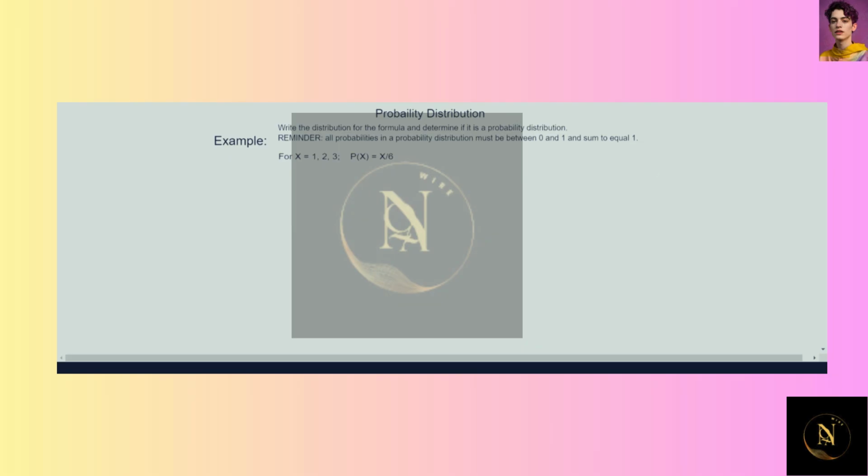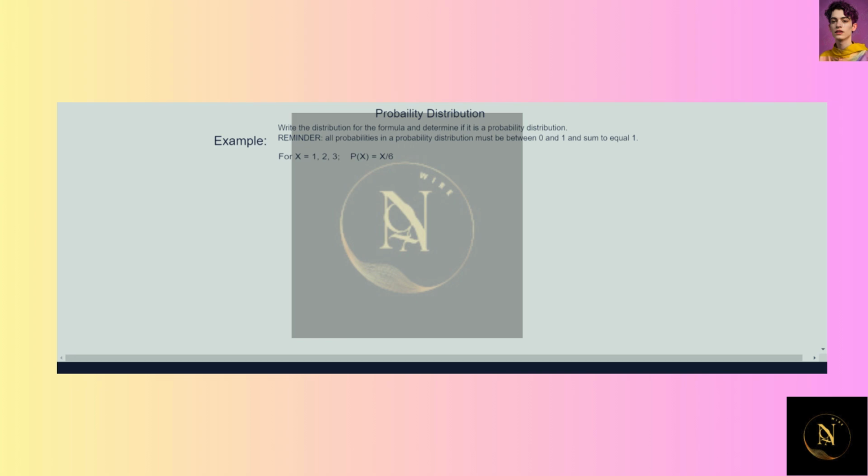Hello, today we'll be continuing our discussions on probability distributions by looking at an example of a distribution written as an equation instead of the listed out probabilities and tables we've seen previously. And we will be writing out the distribution represented by this equation and the x values provided. And then we will be determining if it is a probability distribution or not.